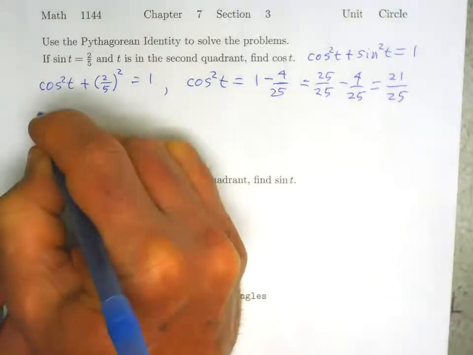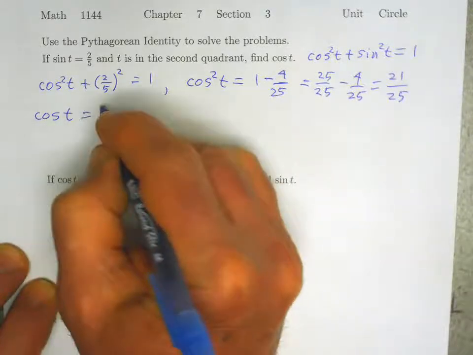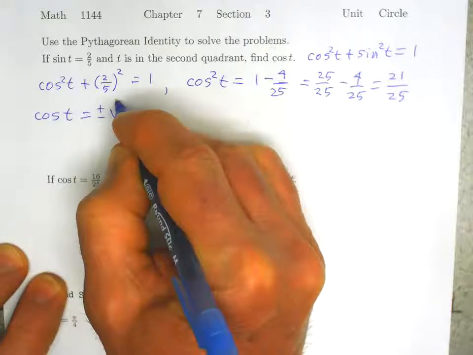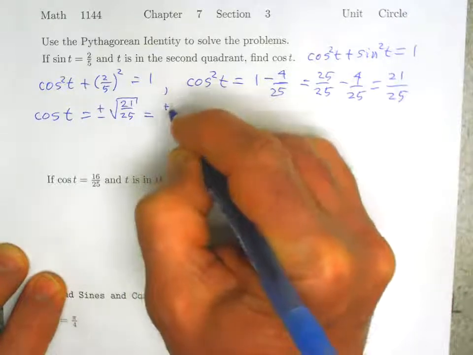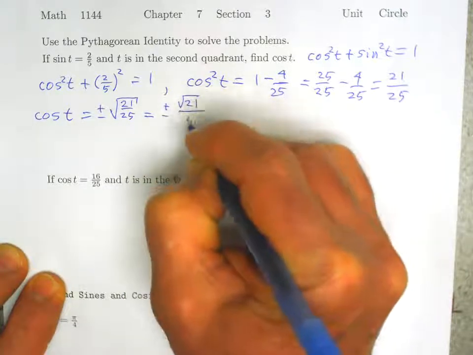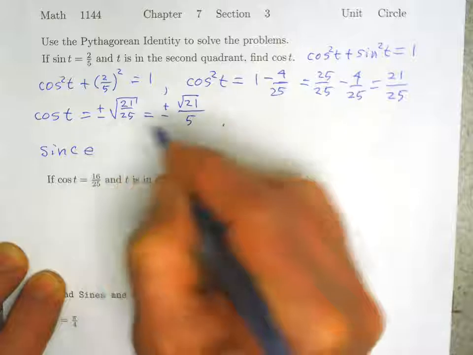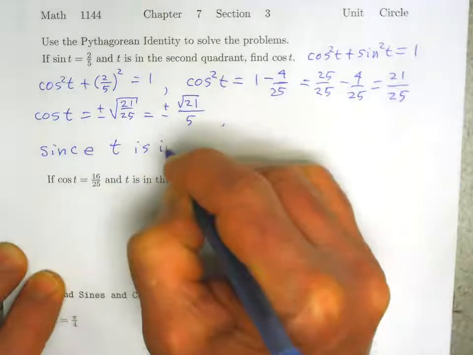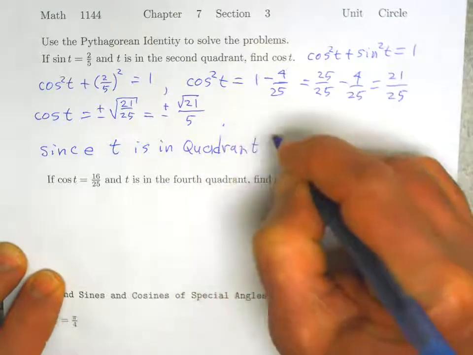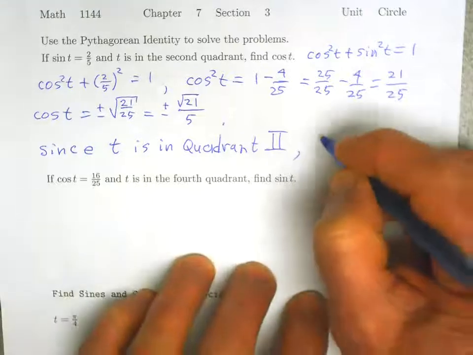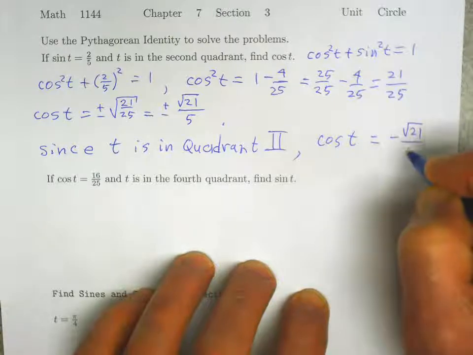So in general, when we apply the square root property, cosine of t is equal to positive or negative square root of 21/25, which we can write as positive or negative square root of 21 over 5. But since t is in the second quadrant, the cosine of t value that we want is negative square root of 21 over 5.